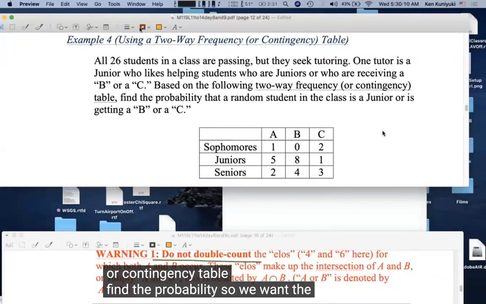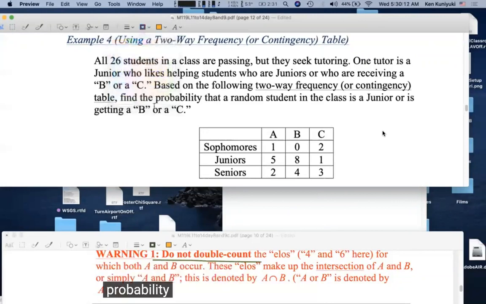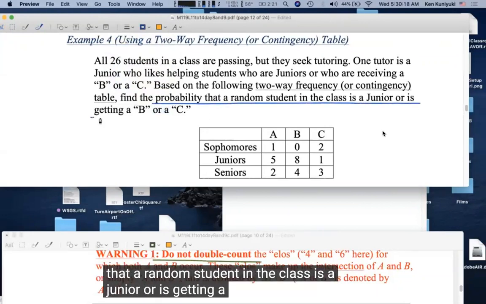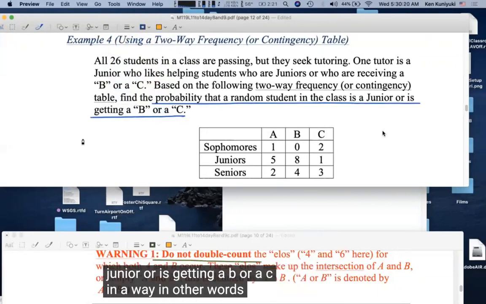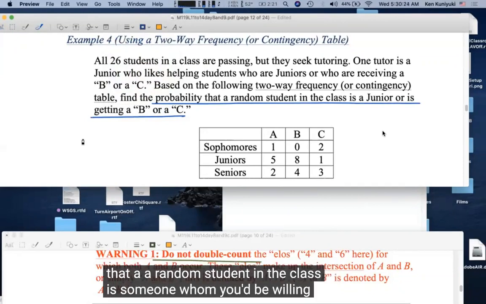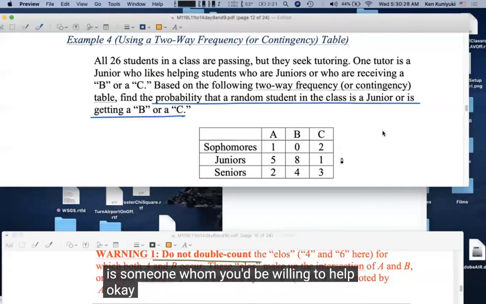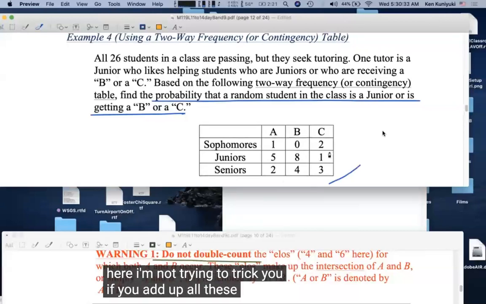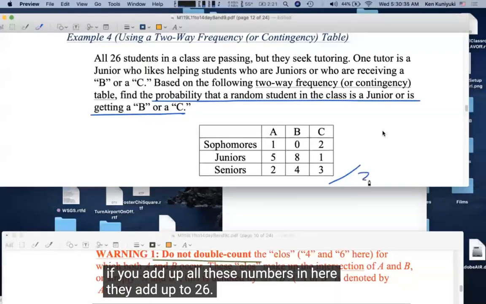So we want the probability that a random student in the class is a junior or is getting a B or a C. In other words, the probability that a random student in the class is someone whom you'd be willing to help. Okay, all 26 students are accounted for here. I'm not trying to trick you. If you add up all these numbers in here, they add up to 26.